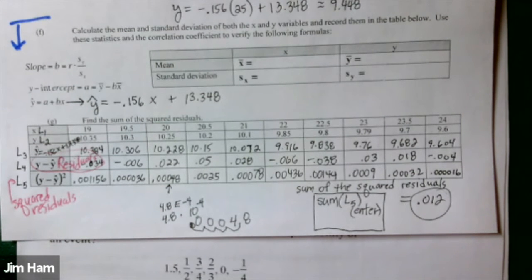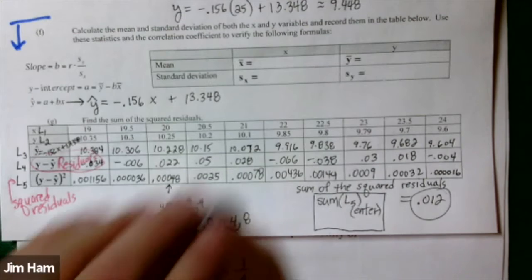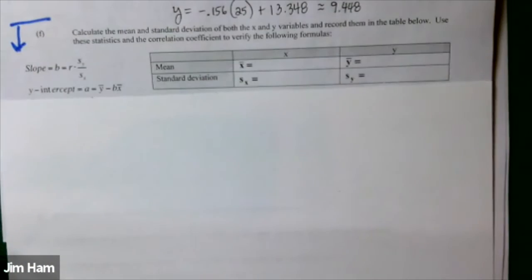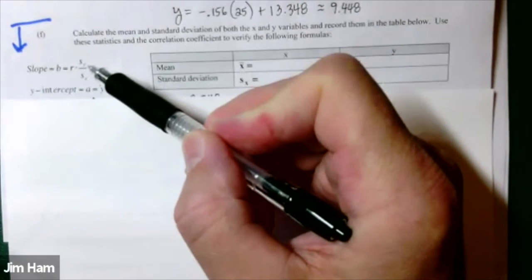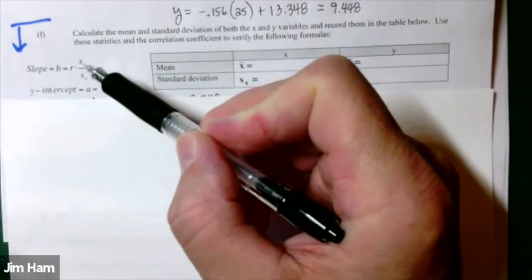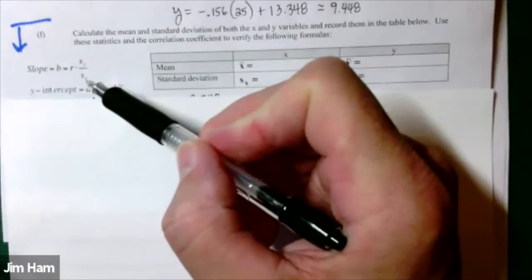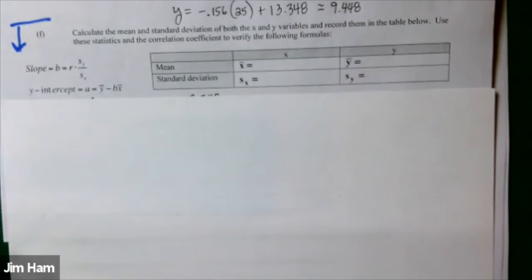Okay, the last thing is they want you to confirm a couple of formulas, and they give you these formulas right here. Now, these are standard deviations. The standard deviation of the y coordinates, the standard deviation of the x coordinates. Standard deviations are always positive.